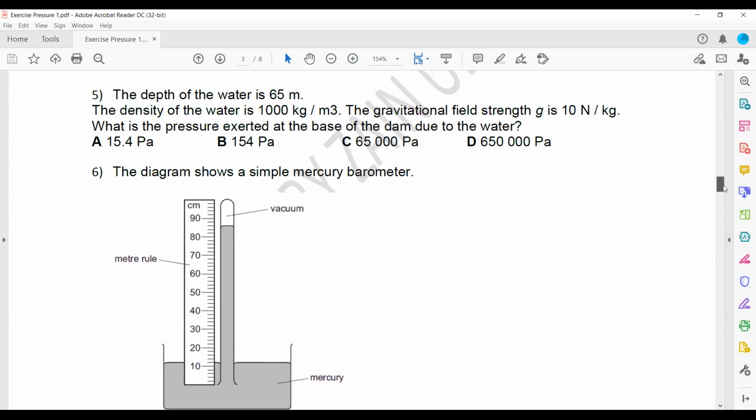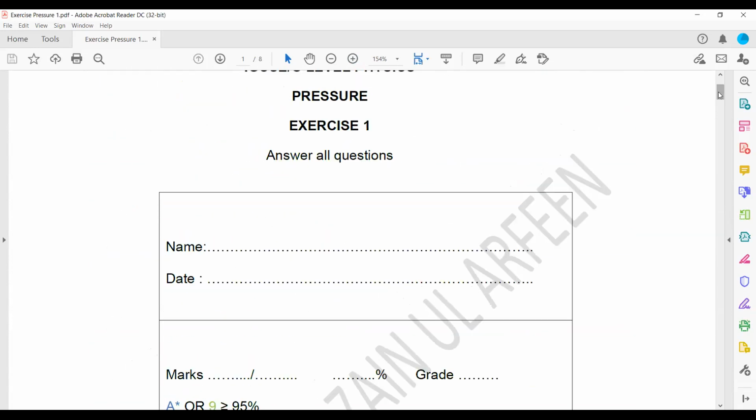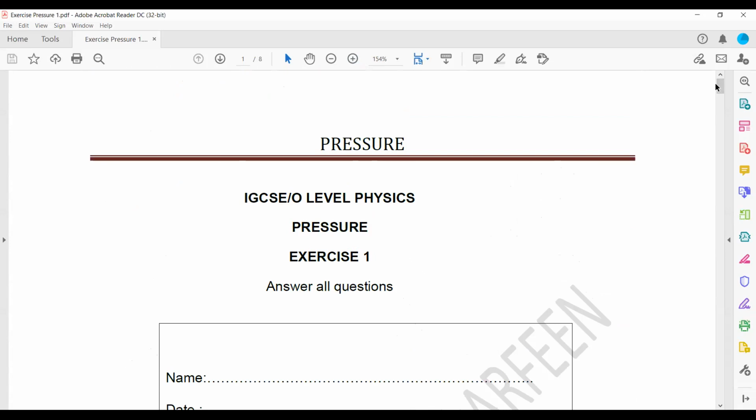So this was about the barometer and some questions related to the previous topic of pressure. I'll share another link and explain a topic, manometer.